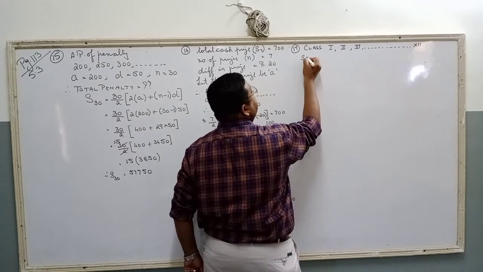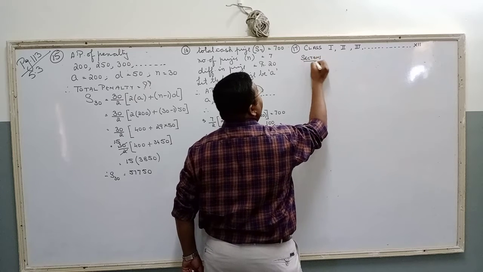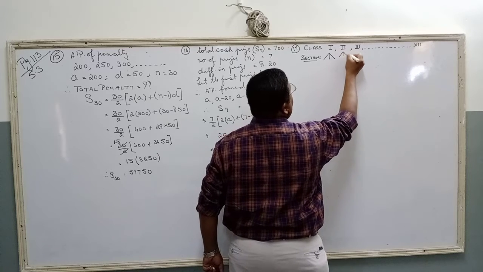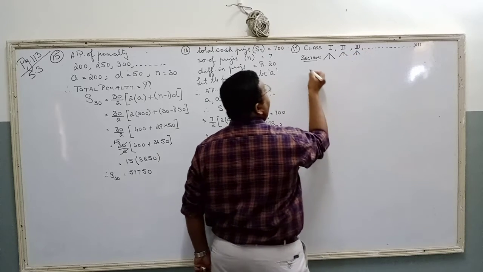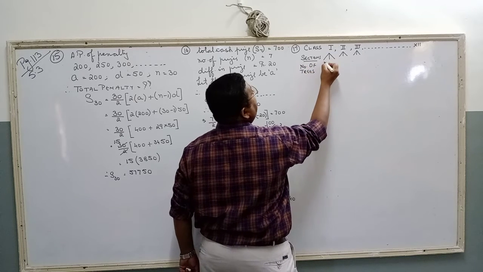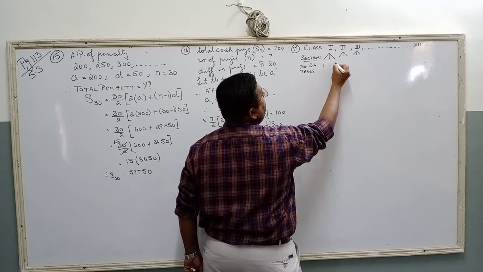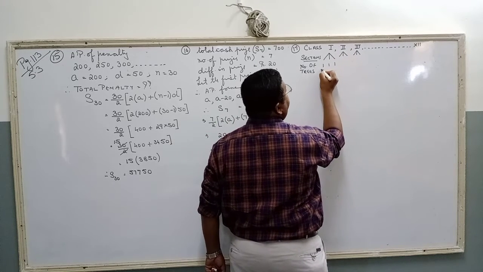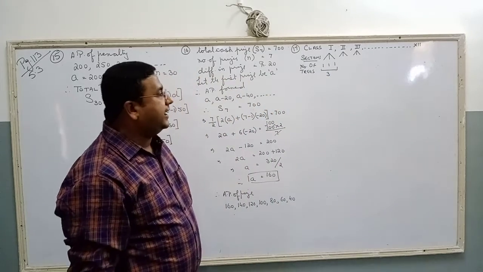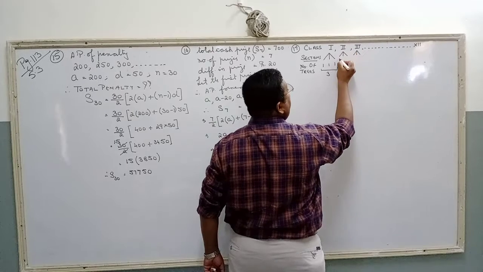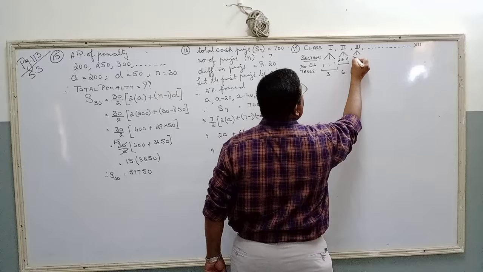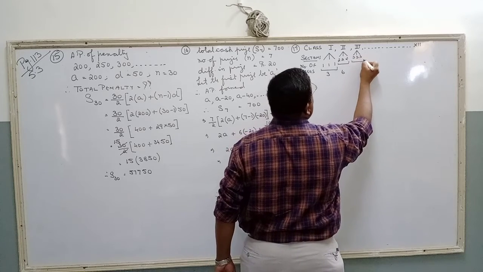Then sections. How many sections are there in each? 3. 1, 2, 3. Number of trees planted. Section of class 1 will plant 1, section of class 2 will plant 2. So the total trees planted by the sections of class 1 is 3. Can you see that? Then class 2 is 6. Then class 3, they are planting 9.